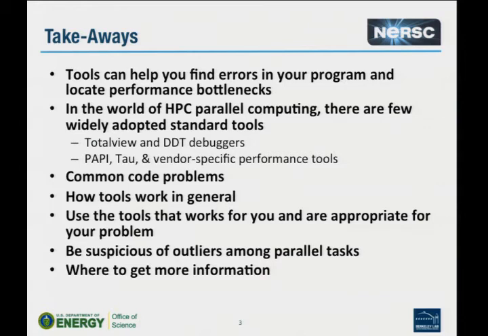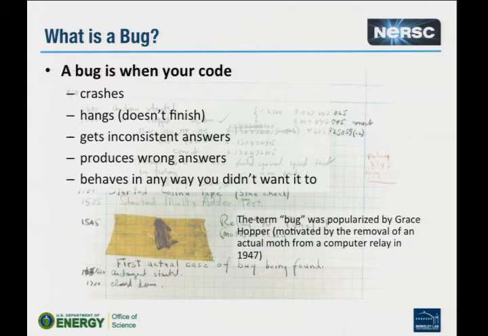So we start with debugging. What is a bug? A bug is when your code crashes, it hangs, it gets wrong answers, it gets different answers every time you run. Basically, anytime it does something you don't want it to do, it's a bug.